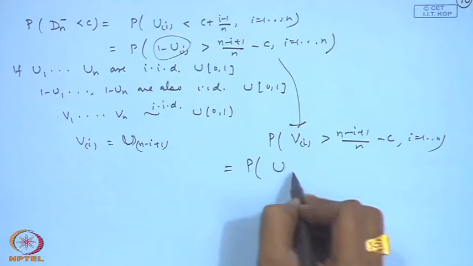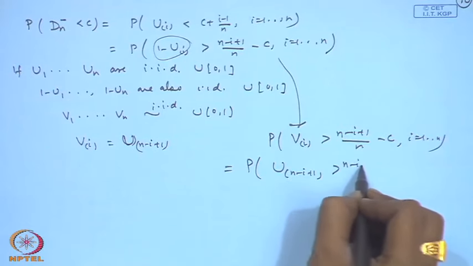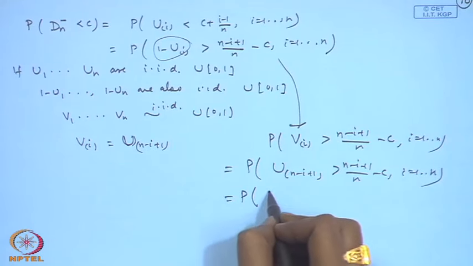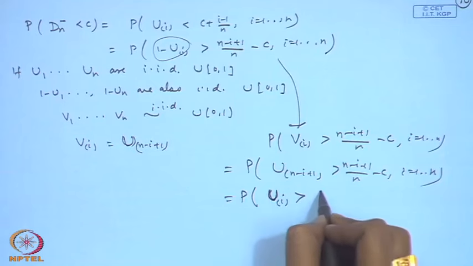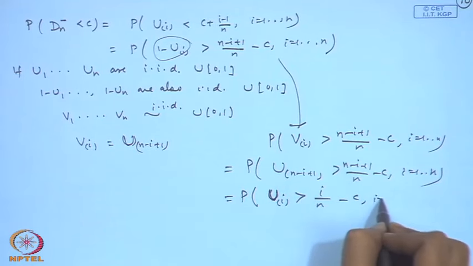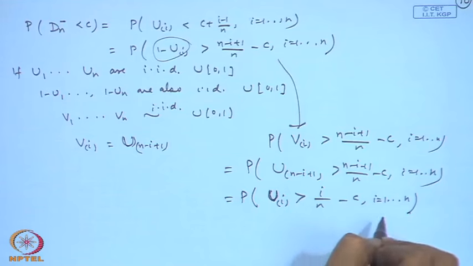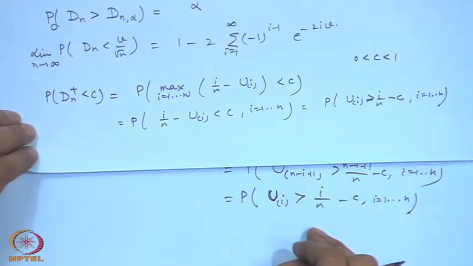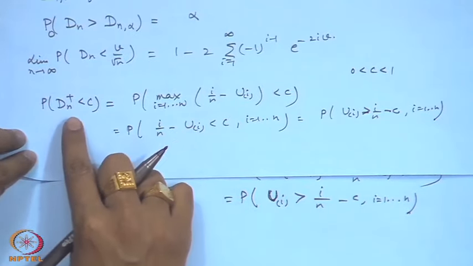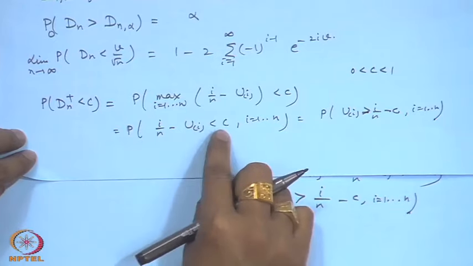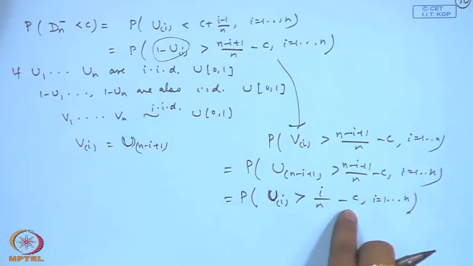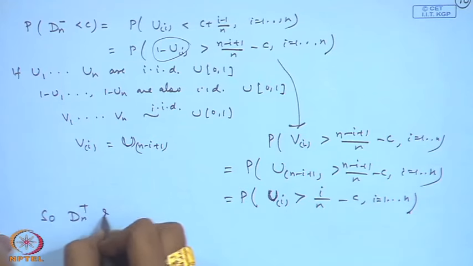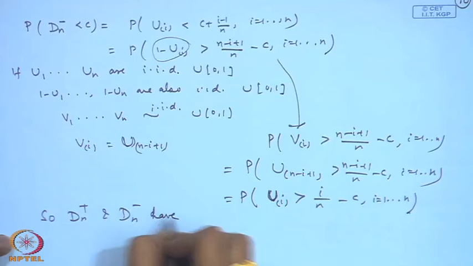Then this can be written as u_(n minus i plus 1) greater than (n minus i plus 1)/n minus c, for i equal to 1 to n. Then this is nothing but u_i greater than i/n minus c, for i equal to 1 to n. Now, you compare this with the expression here. The probability of d_n^+ less than c is the probability of u_i greater than i/n minus c, and it is the same thing here also. So what we are getting is that d_n^+ and d_n^- have the same distribution.